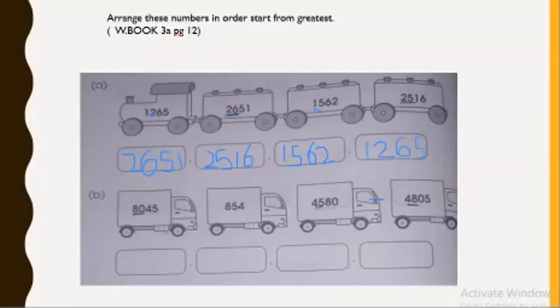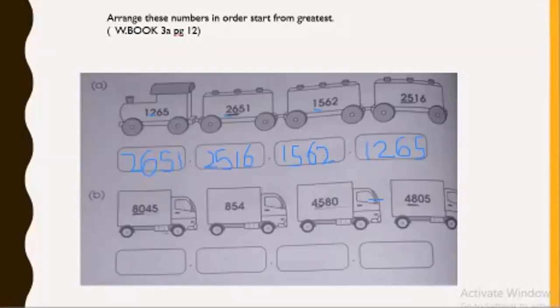The numbers will be the same, only you will change their places if the question changes. If the question asks you to arrange the numbers from smallest to greatest, this number will come at the first place, this will go second, and then they will come third and fourth. So we'll change their places. Let's move to the next example.